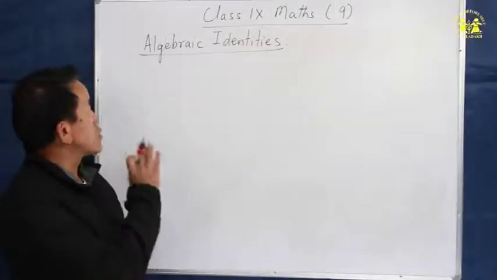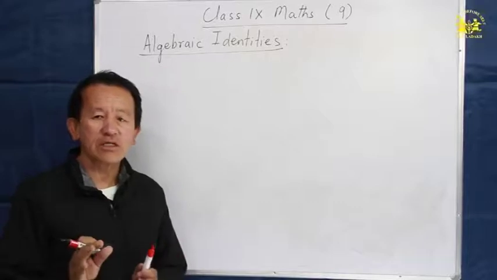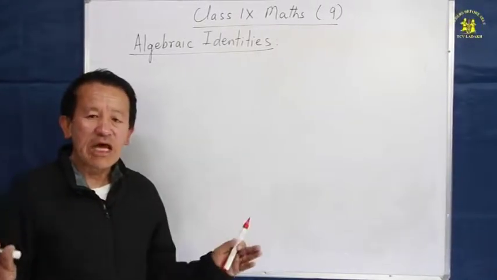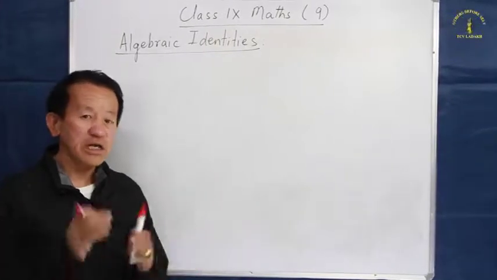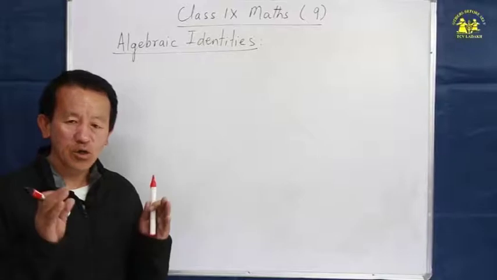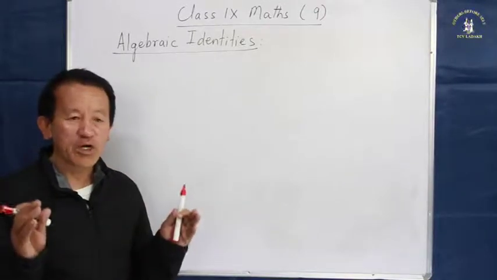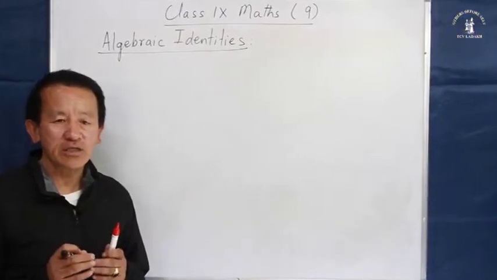Using the algebraic identities, our main focus is on factorizing a given algebraic expression. The second part is that using the algebraic identities, we can also find the product. So first of all, I'll try to find the product.